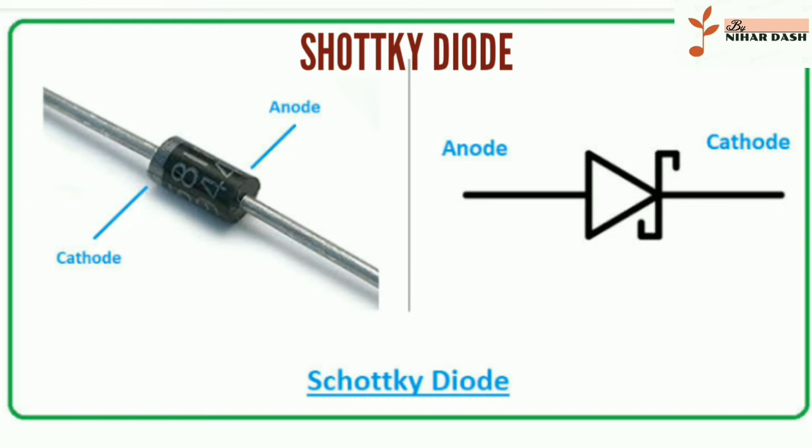The voltage needed to turn on the Schottky diode is the same as that of a germanium diode. But germanium diodes are rarely used because the switching speed of germanium diodes is very low as compared to the Schottky diodes.